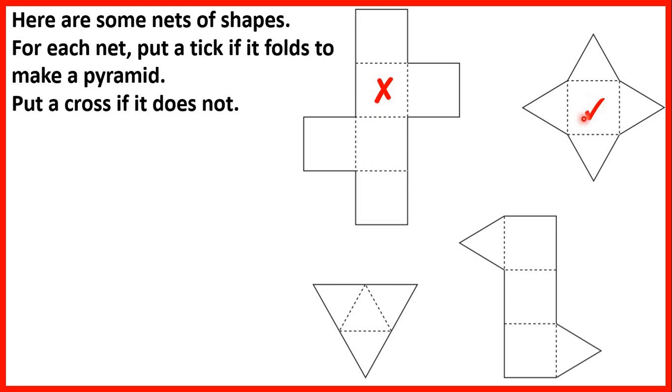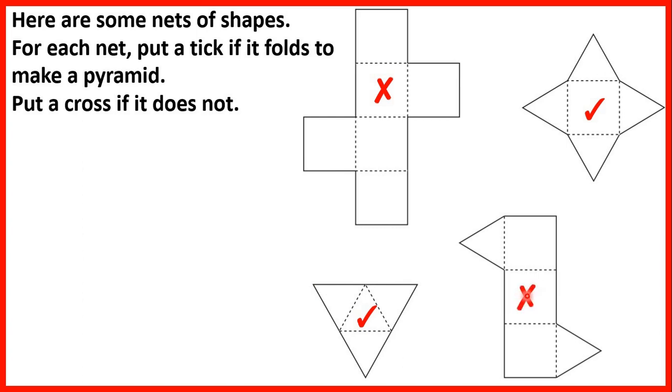This shape here will fold to make a square-based pyramid because we can have the square as our base and then all of our sides will fold up to join at the top. This net here will make a triangle-based pyramid because we can have a triangle at the base and then our sides will fold up so that our pointy bits will join together at the top.